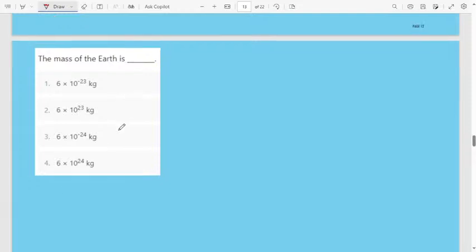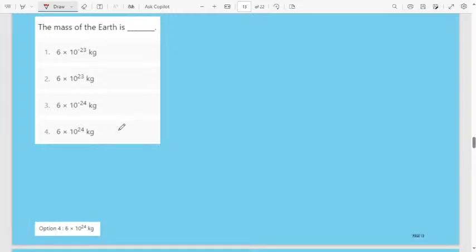Then what will be the mass of the earth? They have given 4 options. The correct answer will be 6 into 10 to the power of 24 kg, option 4. Remember, the mass of the earth is 6 into 10 to the power of 24 kg. Remember.